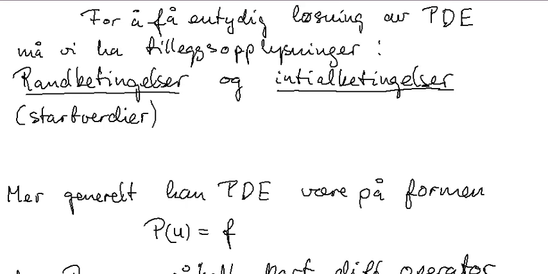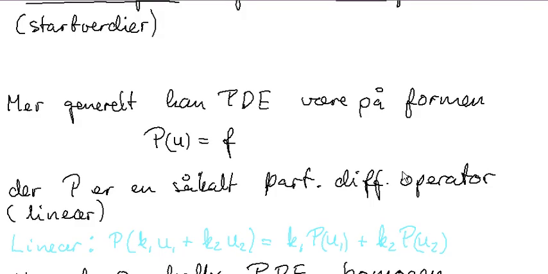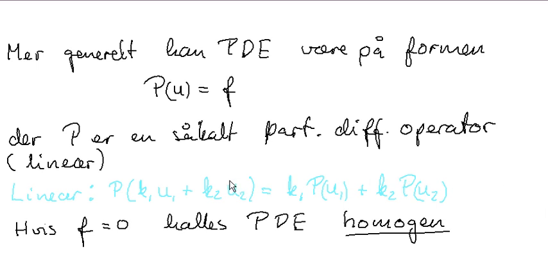More generally, a partial differential equation may take the form P of u equal f, and P is a so-called partial differential operator. We are only going to consider linear partial differential operators. And what does this mean?